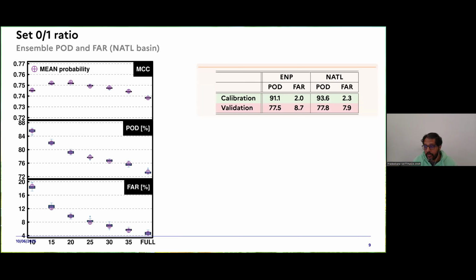For the two basins, I have these metrics, the POD and FAR, for calibration and validation. Validation are the blue years, the test years, the track reconstruction over the test years. I can have something around 77%, and of course I'm below 10% for both basins. So this is the setup we use for the other analysis: 25 is the ratio I use for the detected tracks.